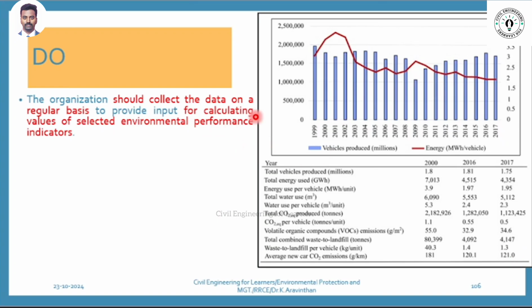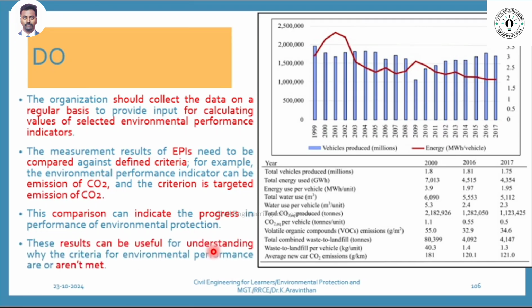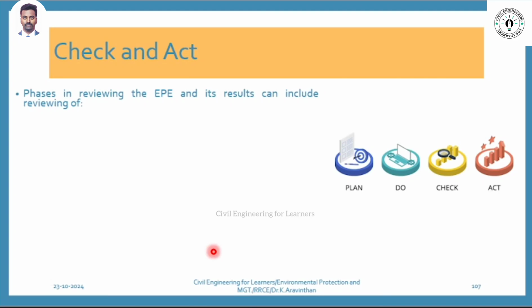The organization should calculate all these things. This is called Environmental Performance Index, EPI. They say a parameter called EPI. What do you mean by that? Environmental Performance Index: how the company performs per year in the aspect of environment. How much CO2 is emitted and the target of CO2, they will set. The comparison indicates the progress in performance of environmental protection. Yes. Third one is check and act.